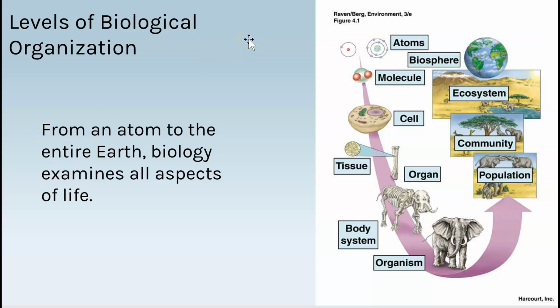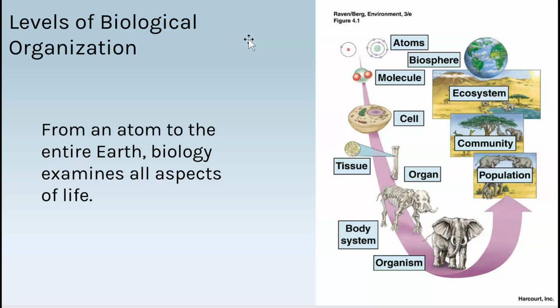This slide shows you all of the levels of organization, beginning at the smallest scale, which is the atom, all the way to the biosphere. The biosphere includes land, water, and lower atmosphere for the planet. So the levels of biological organization examines all aspects of life.